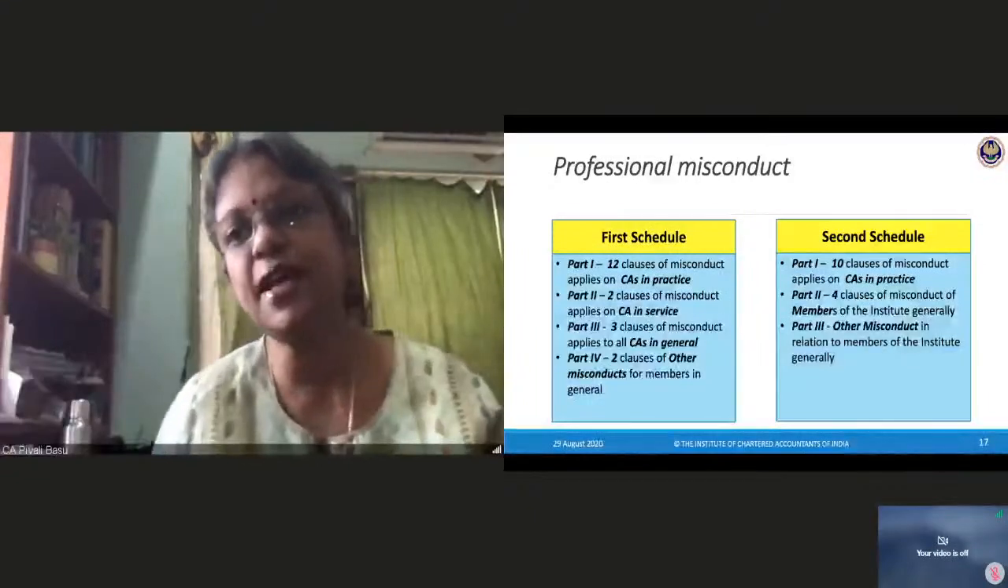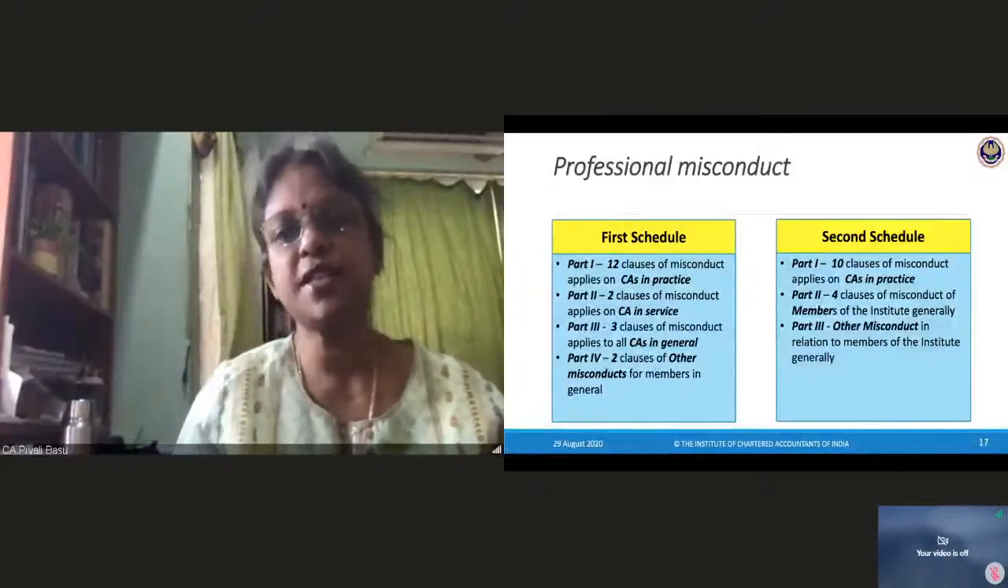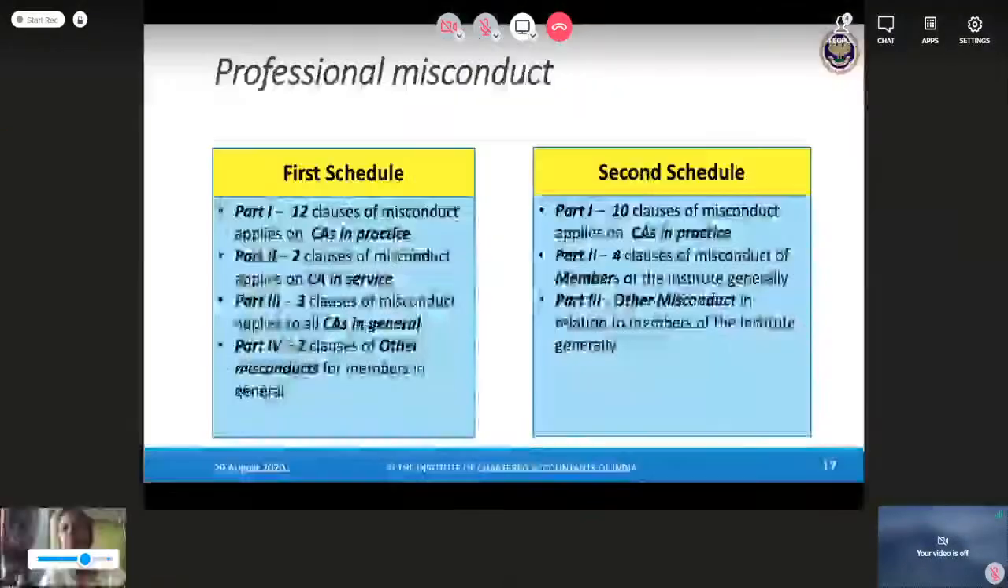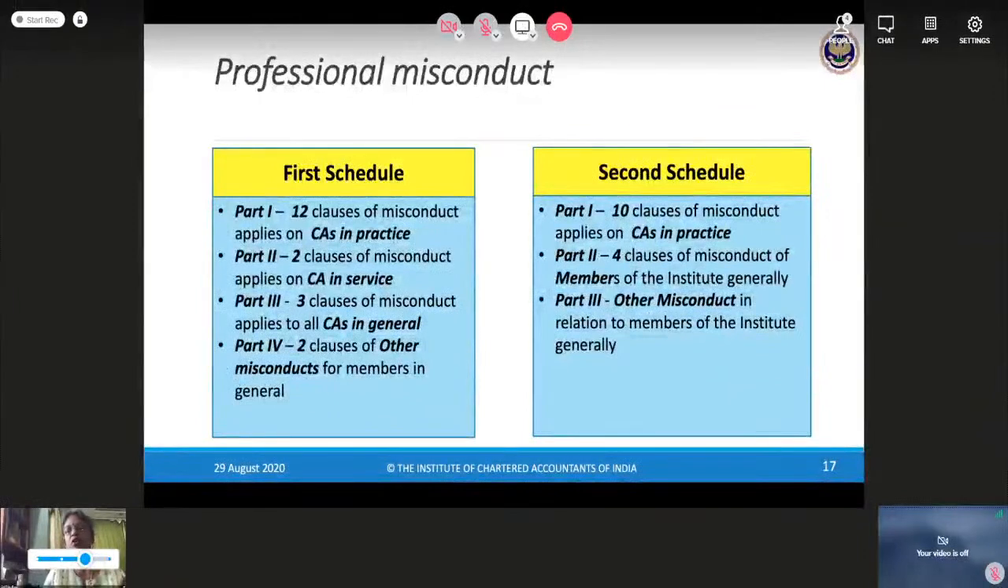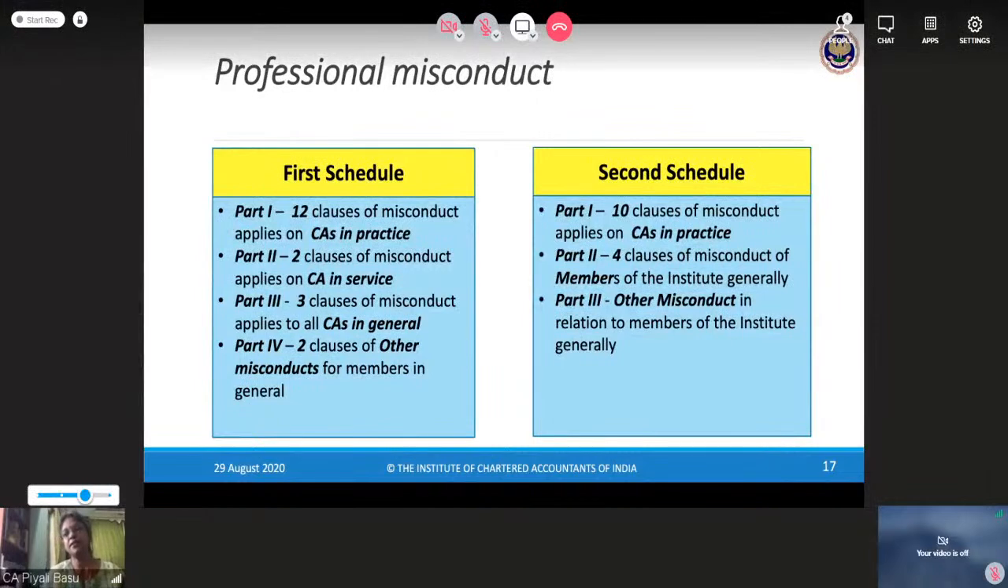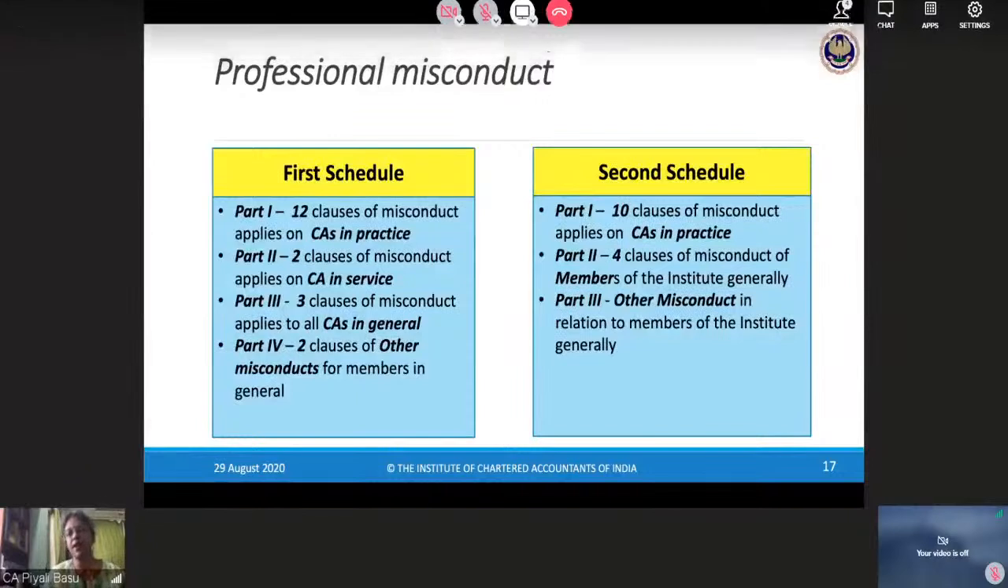Today we will discuss the other schedule, which is the second schedule. This is very, very important in the sense that these are all related to the work that a professional in practice carries out. Naturally, one has to be very careful about the clauses. For your exam purpose also, this carries a lot of significance. So again, we will start memorizing, because we have to memorize the schedule.